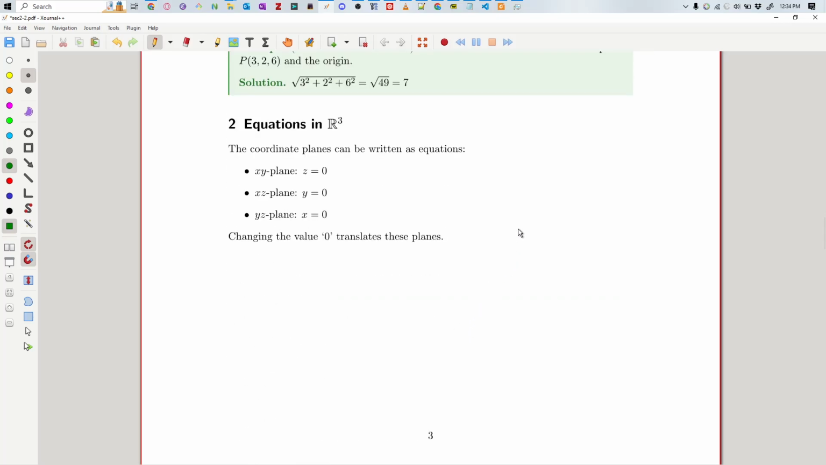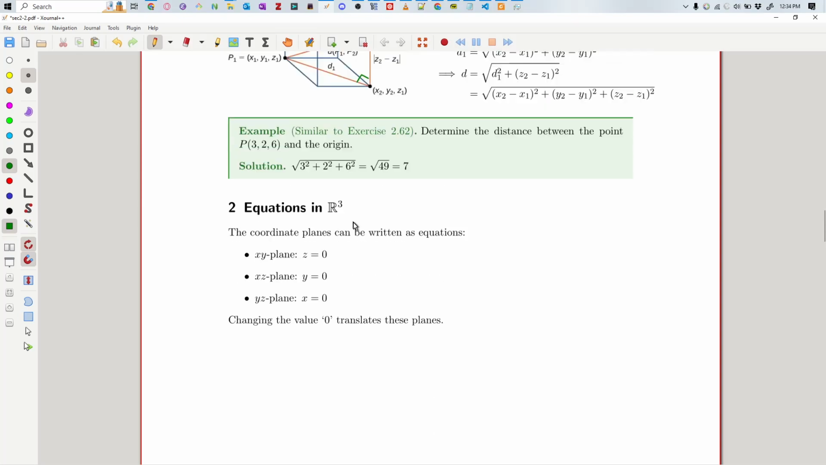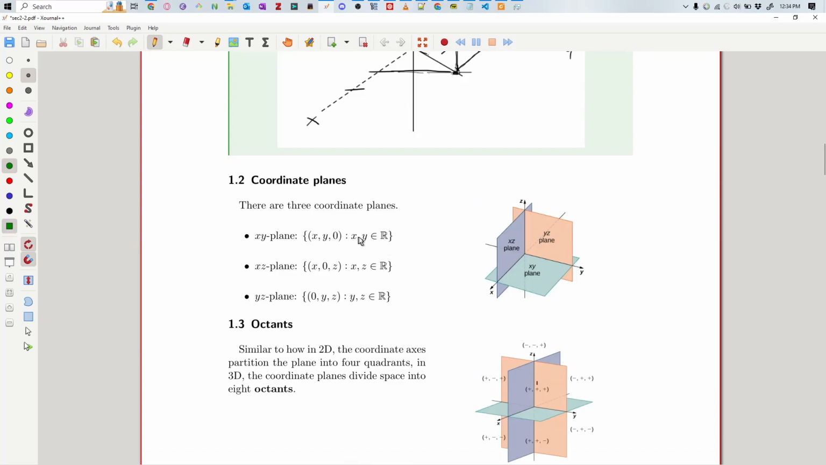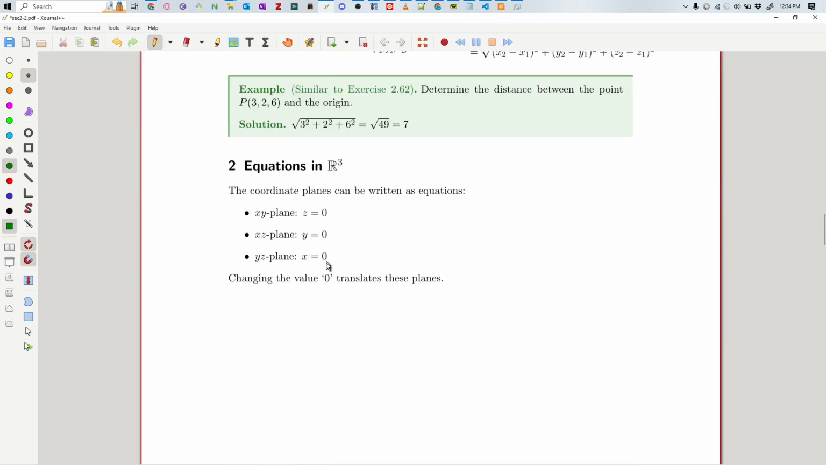Okay. Now for equations in 3-space. So the coordinate planes, over here, we gave them a set theoretic notation, but you could also describe them just by equations. So the xy plane has the z-coordinate being 0, xz plane has y being 0, and yz plane has x being 0. What you can do with this is then translate the planes by modifying this value, 0.